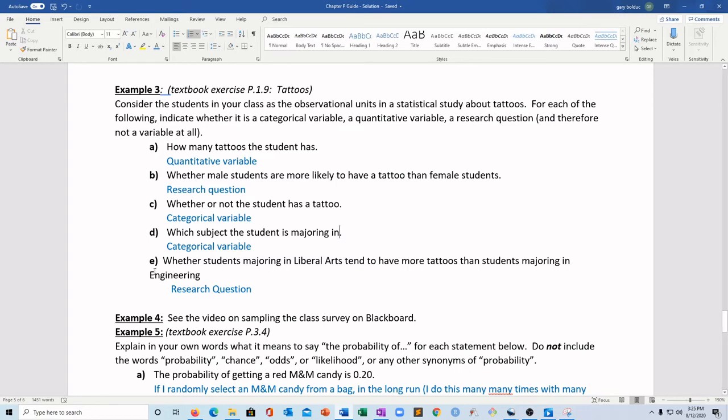Part E, whether students majoring in liberal arts tend to have more tattoos than students majoring in engineering. Again, this is a statement or question about all the students you want to answer. And because it's not something that we can apply directly to each student individually to get data, it's not a variable. The only option, you are a research question.